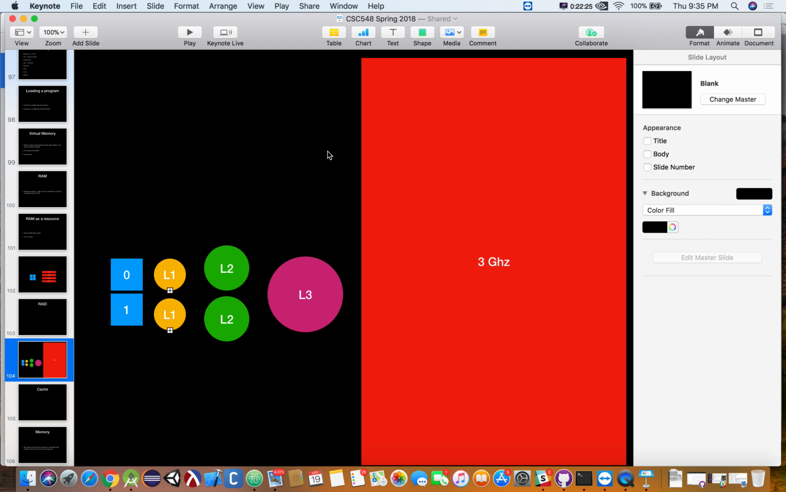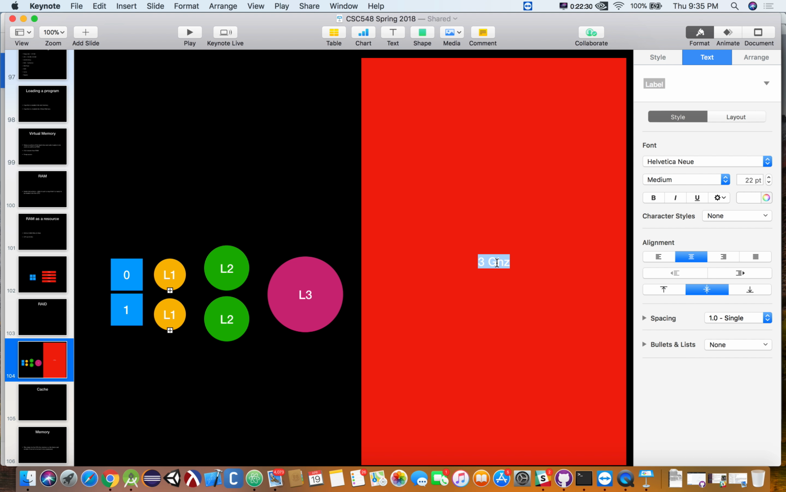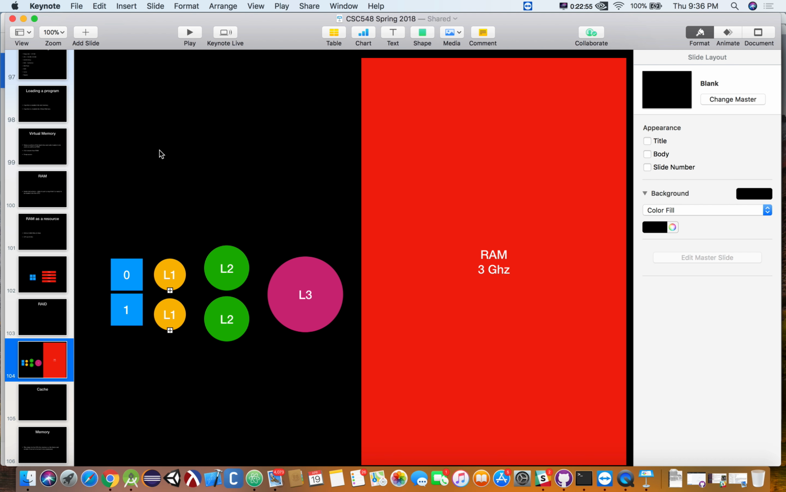That's still probably not to scale, but system RAM. So this is RAM at 3 gigahertz, which is huge compared to L3, which is shared amongst all the cores, compared to L2, which is bigger than L1 but smaller than L3, which is a lot smaller than RAM. And L1 is the smallest and the fastest, and that's closest to the CPUs. This kind of makes sense?